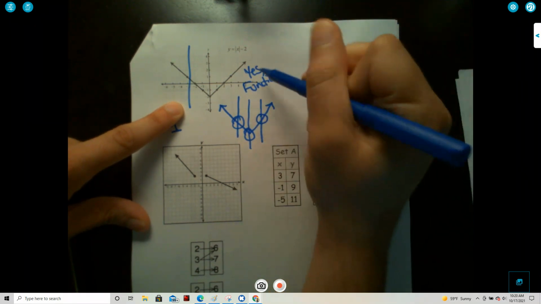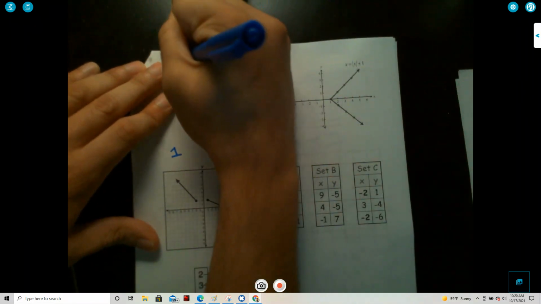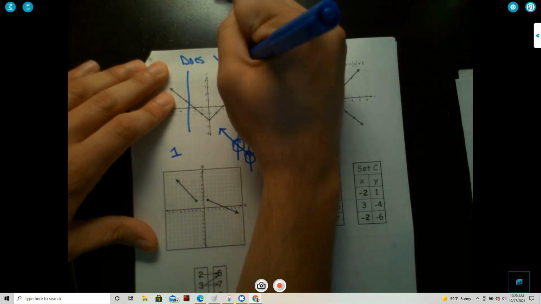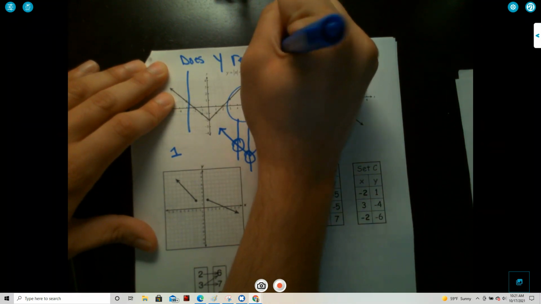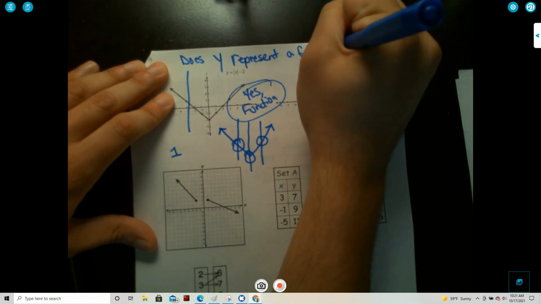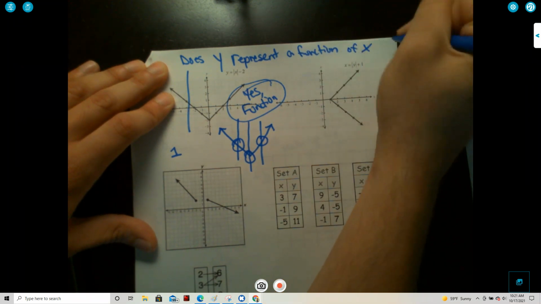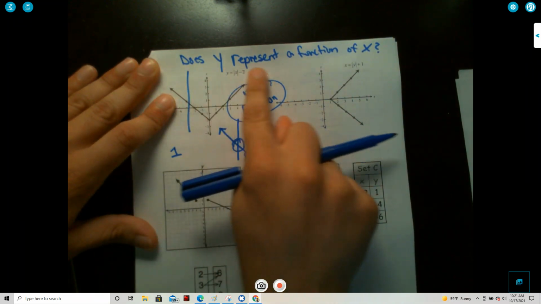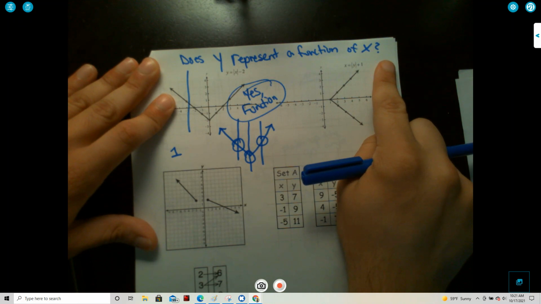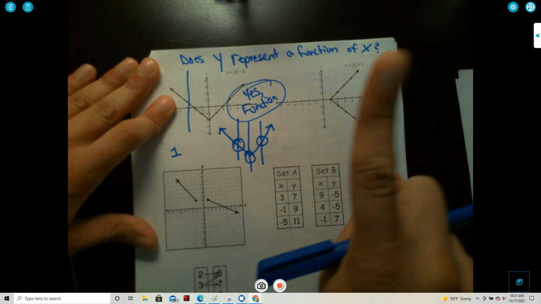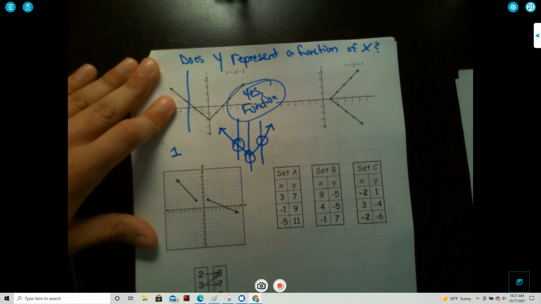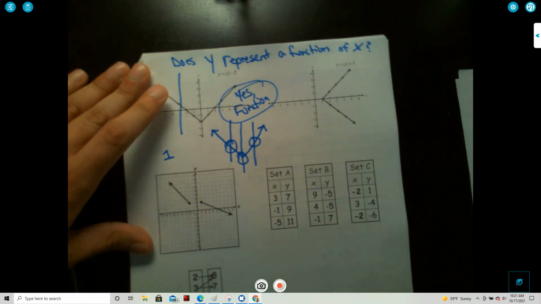Remember, a fancy way to ask if something's a function is, does y represent a function of x? Does y represent a function of x? That's just a technical way to ask if a certain graph or a certain set of numbers or coordinate points is a function or not.